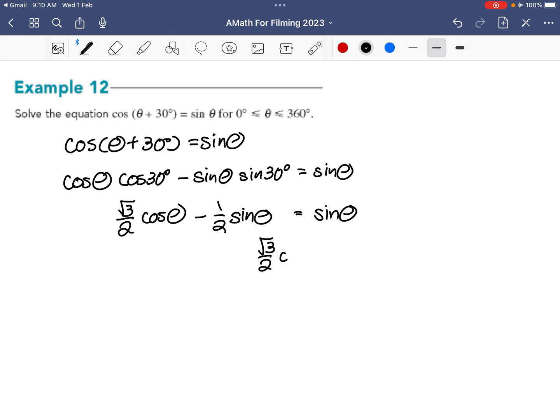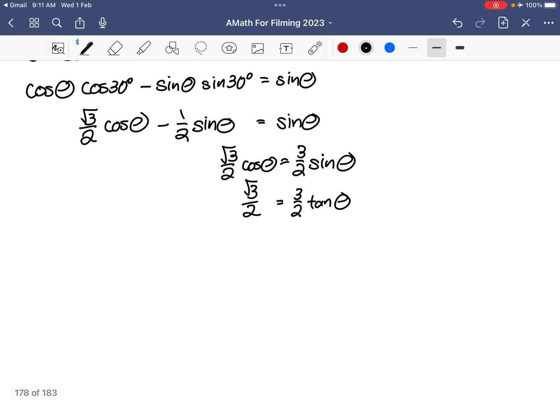Then I start to collect terms. So square root 3 over 2 cosine theta equals half plus 1, which gives you 3 over 2 sine theta. Then I will divide both sides of my equation by cosine theta. So sine theta over cosine theta gives you tangent theta, and cosine theta over cosine theta is simply equal to 1. I start to rearrange my equation, and I will get tangent theta is equal to square root 3 over 3.